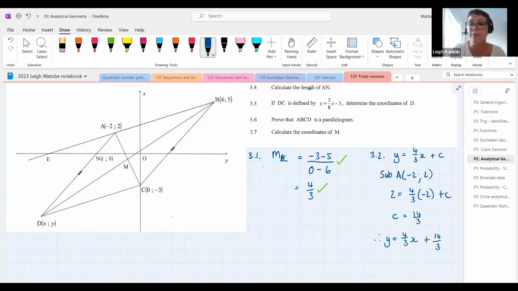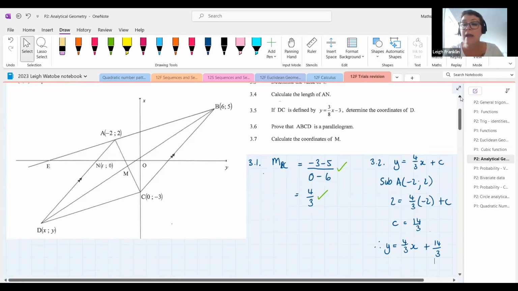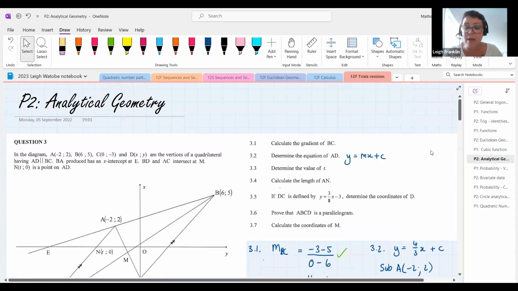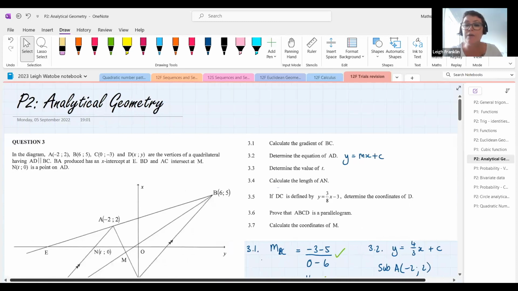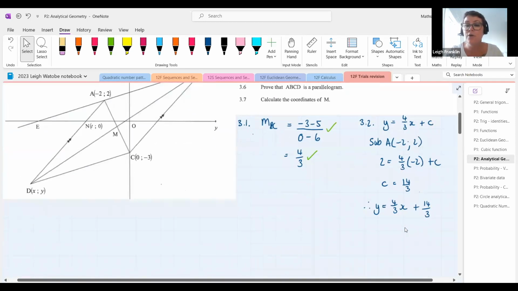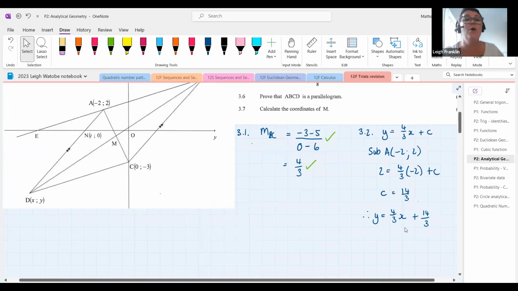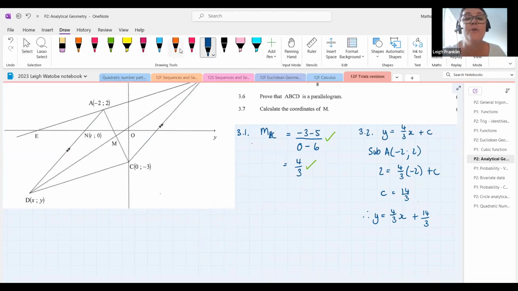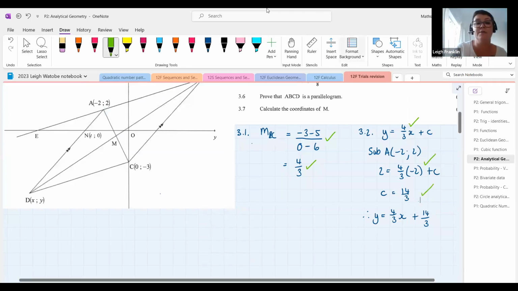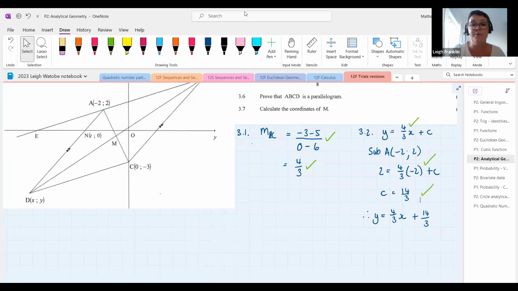Let's go up and have a look again at the mark allocation. It should be out of 2, maybe 3 marks. Let's see what they've given us here. Okay, so it's 3 marks. A mark for using the correct gradient, the same gradient as BC, subbing in that point, and then getting our final answer for C like that.